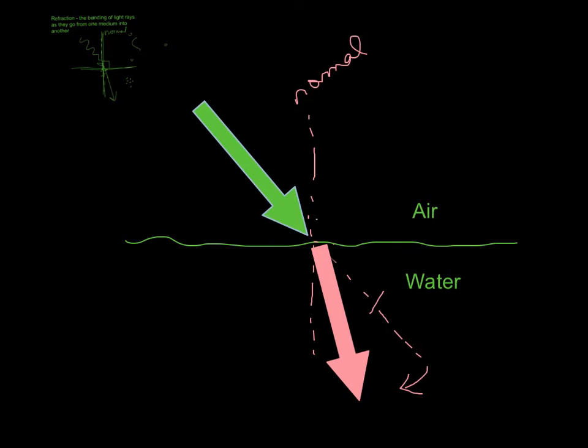Now, there actually is a way to say how much it gets bent. The index of refraction is basically what brings this all together. It is a measure of how much the light rays slow down when they go into a different medium. It's a constant for that medium. It can be used to identify the medium just like density can. And it also tells us how many degrees that angle changes.